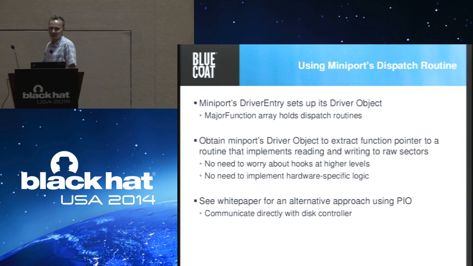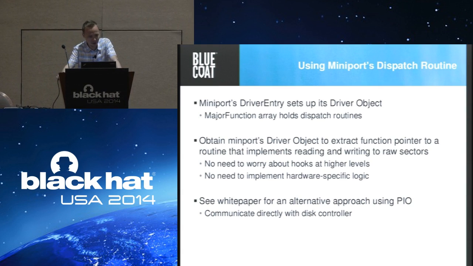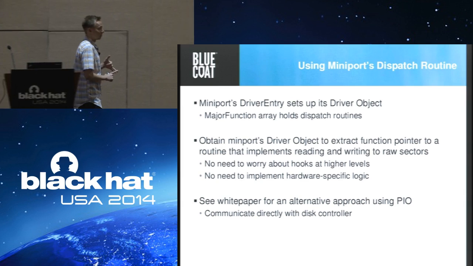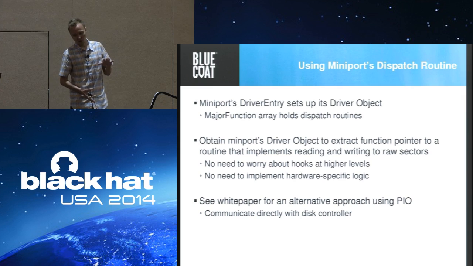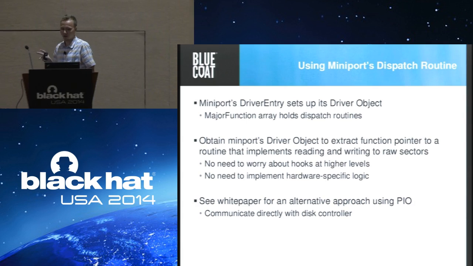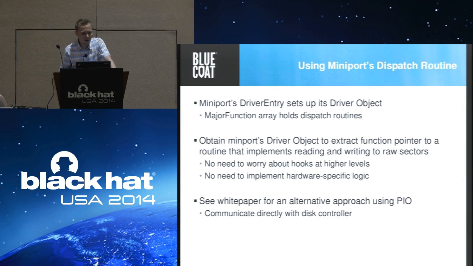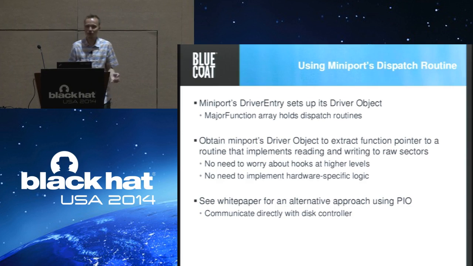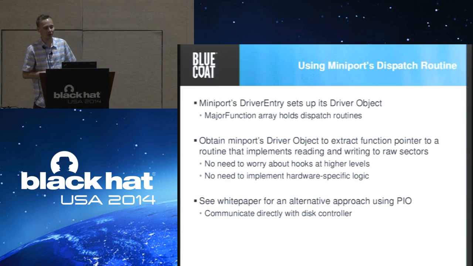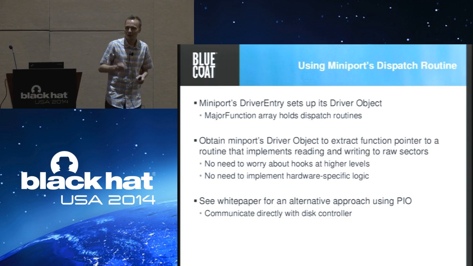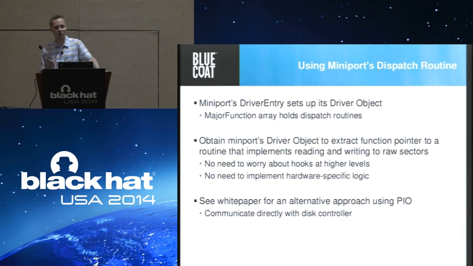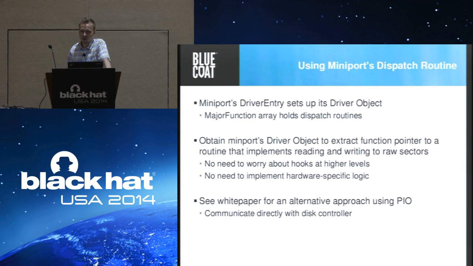And yeah, the Miniport driver will set up its driver object when it's loaded. This goes for any driver on Windows, really. And the driver object contains a major function array, which is an array of function pointers to the various dispatch routines that are supported by that driver. So this means that if we can obtain the Miniport driver object, we can extract a function pointer to a routine that does exactly what we want it to do, right? It reads and writes to raw sectors on disk. Meaning that we don't have to worry about any hooks that might be present at higher levels. And it also means that we don't need to implement hardware-specific logic ourselves, which is a great thing because it can become somewhat tricky.